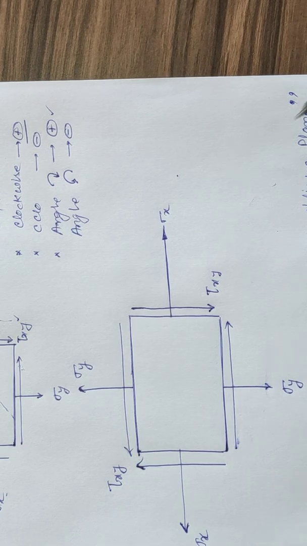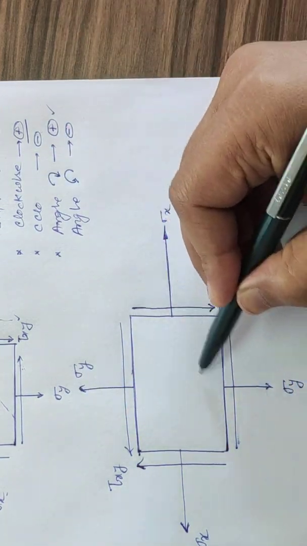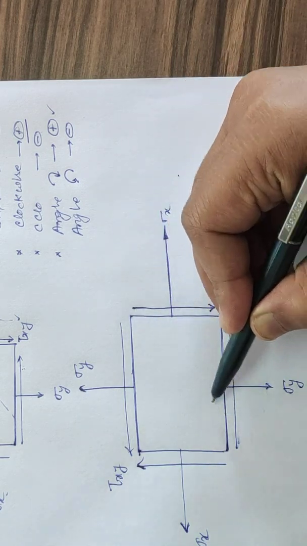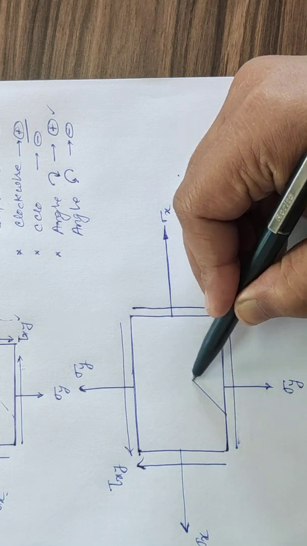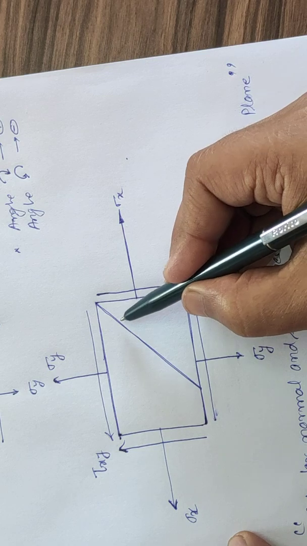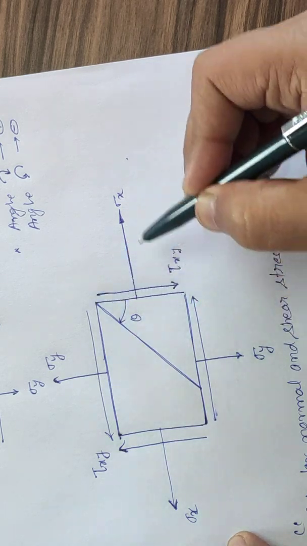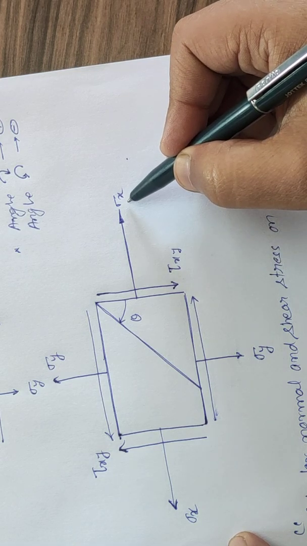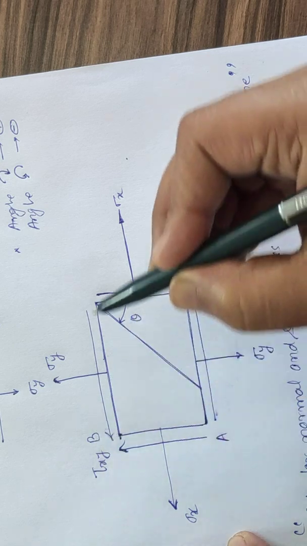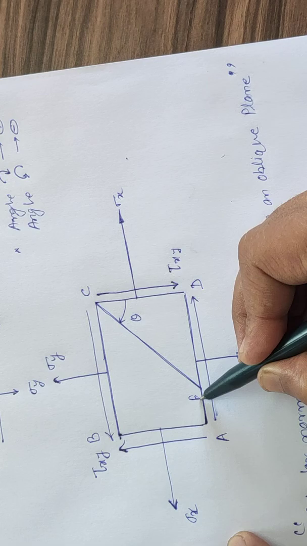Oblique plane means this is the member, and we are taking a plane on this member, like that. We are taking a plane which is making an angle of theta from the sigma x plane. Let's say this is A, this one is B, this is point C, this is point D, and this point is E.